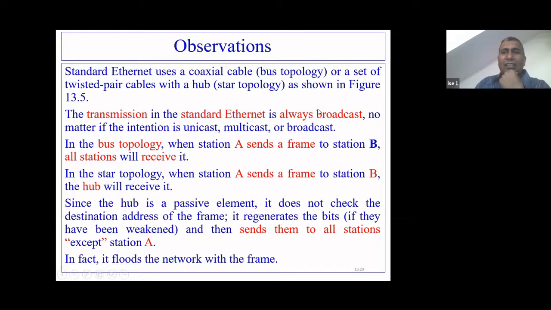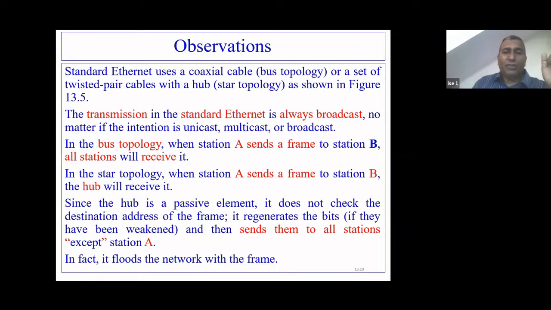This is used with a hub in star topology. We'll see that arrangement, how exactly it is done. And regarding transmission, you should keep in mind that in standard Ethernet it is always a broadcast. No matter if the address is unicast, multicast, or broadcast, in standard Ethernet every frame is treated as going to every station that is connected to the network.